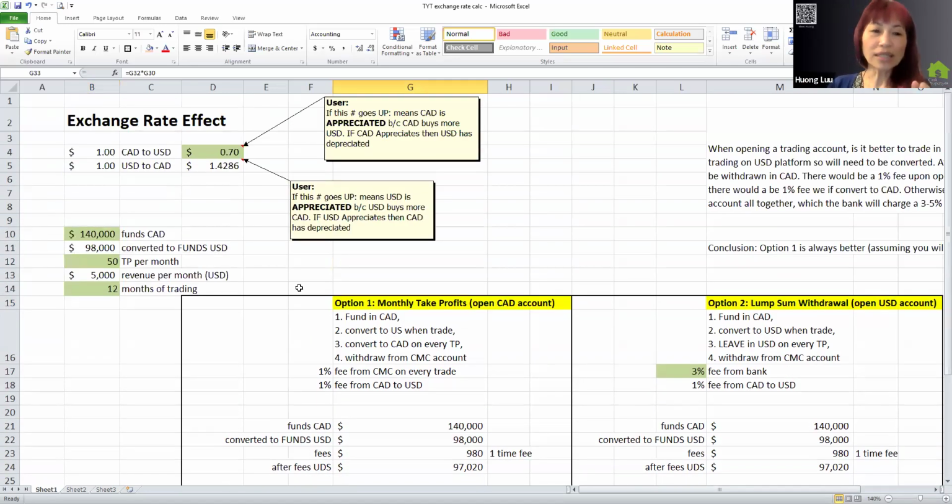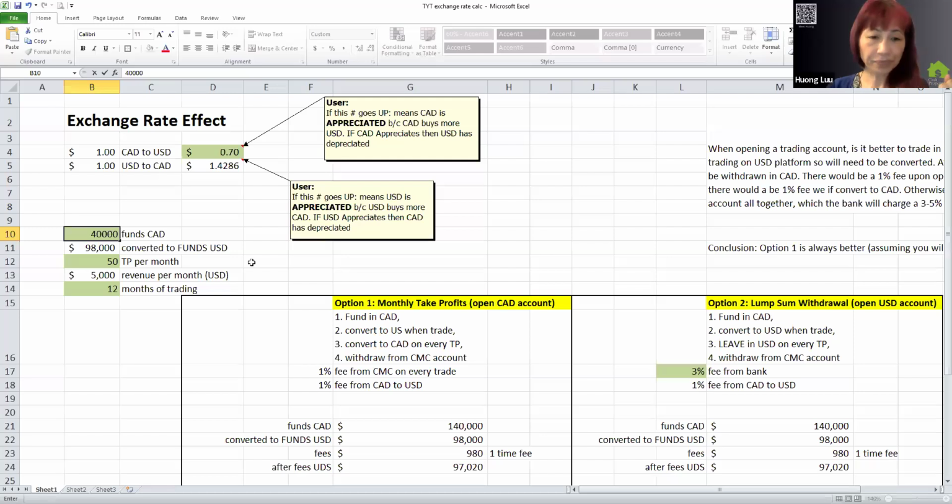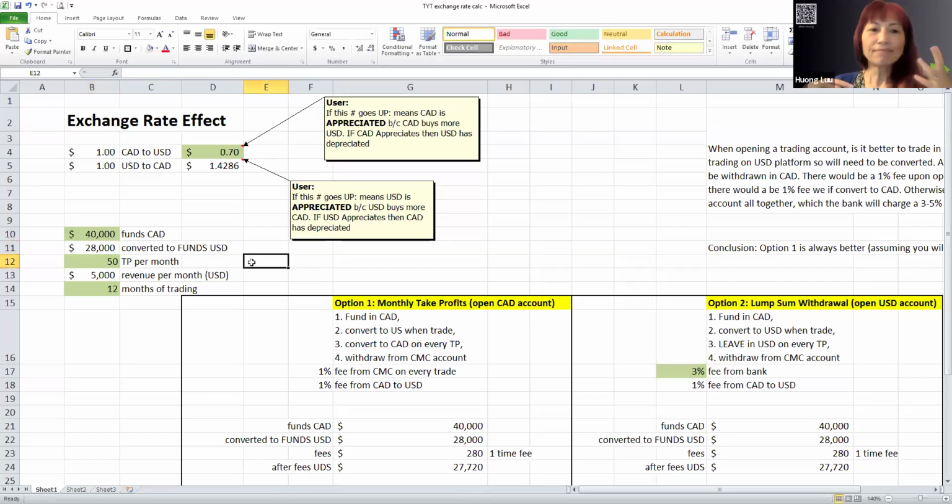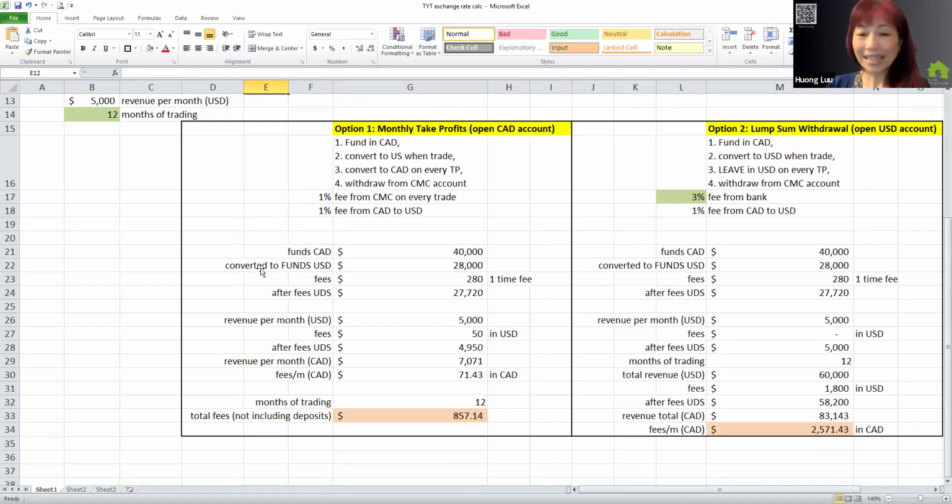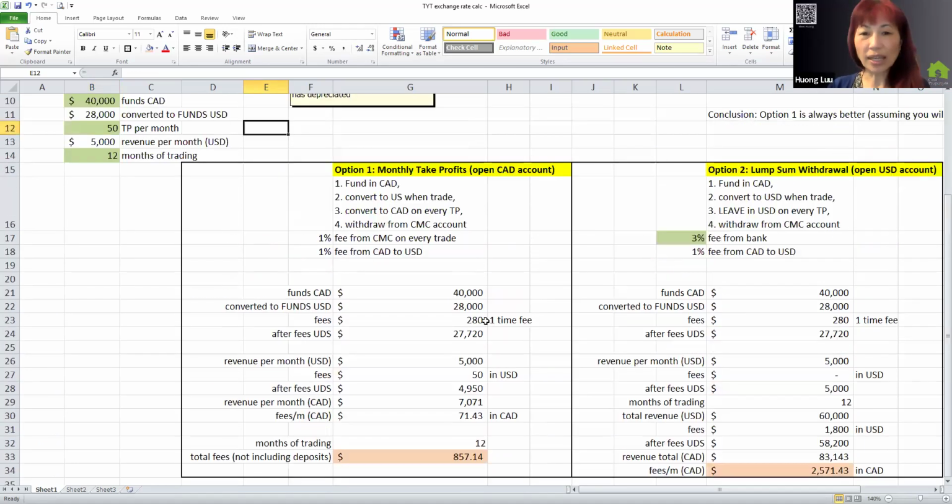Okay. So now let's just say we're going to go back down to the 40,000, because this is what I'm thinking about starting with. Okay. Does that affect anything? It doesn't, because it's all in relation to what my take profit is. Okay. So the more money you put in, your ROI is actually going to go down. Like, you want to have less money and more profits. Okay. As you can relate to the ROI calculation there.